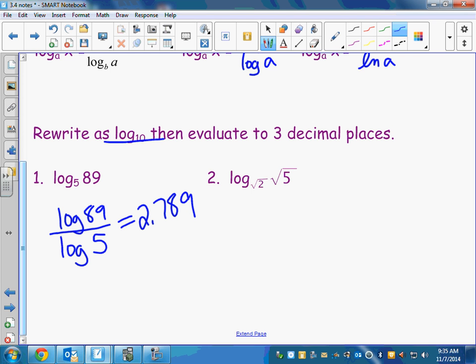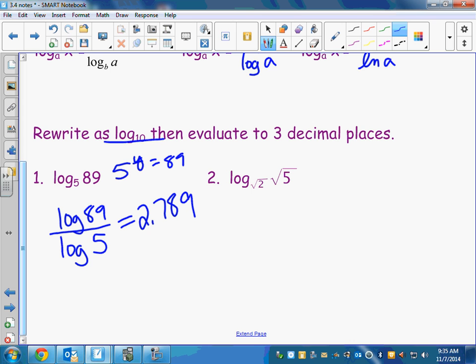Actually, it's just 2.789. Notice that we could not do this the way that we did without a calculator. 5 to the what power equals 89, right? It's not a perfect square. We could guess and check and get kind of close, but that's why this formula is nice. 5 to the 2.789 is 89.007, pretty close, right?